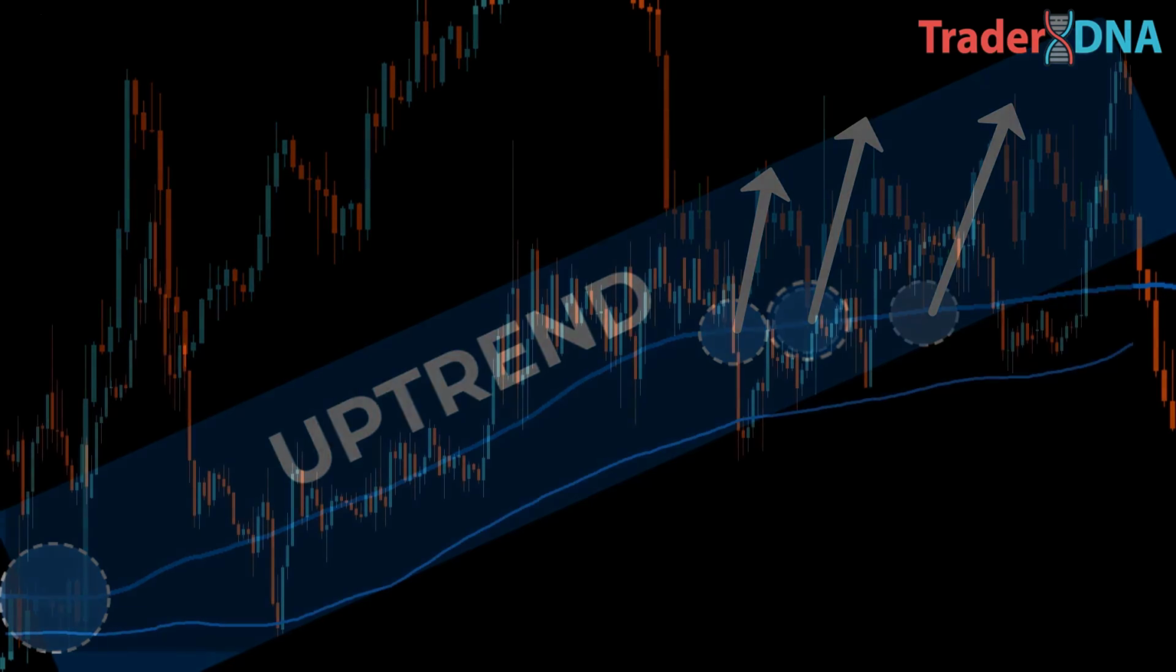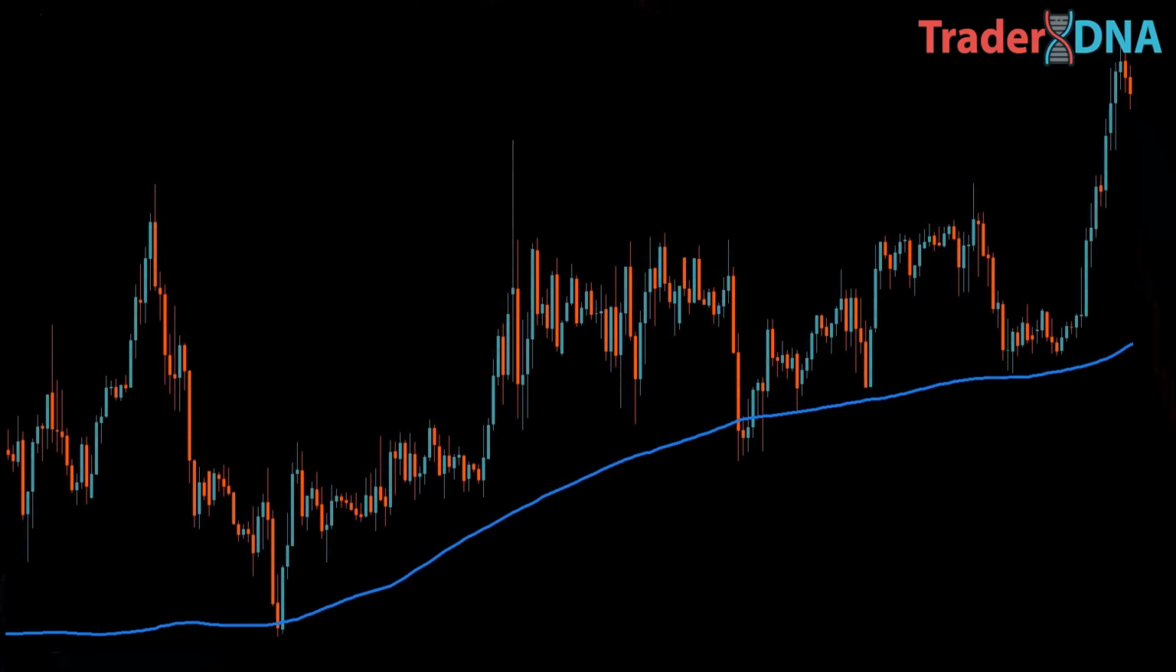For example, in this scenario, the moving average provides support to the price on 3 separate occasions, each time helping to push the price back up. By recognizing these dynamic support levels, we can better time our entries and align them with the prevailing trend, increasing our chances of success in the market.